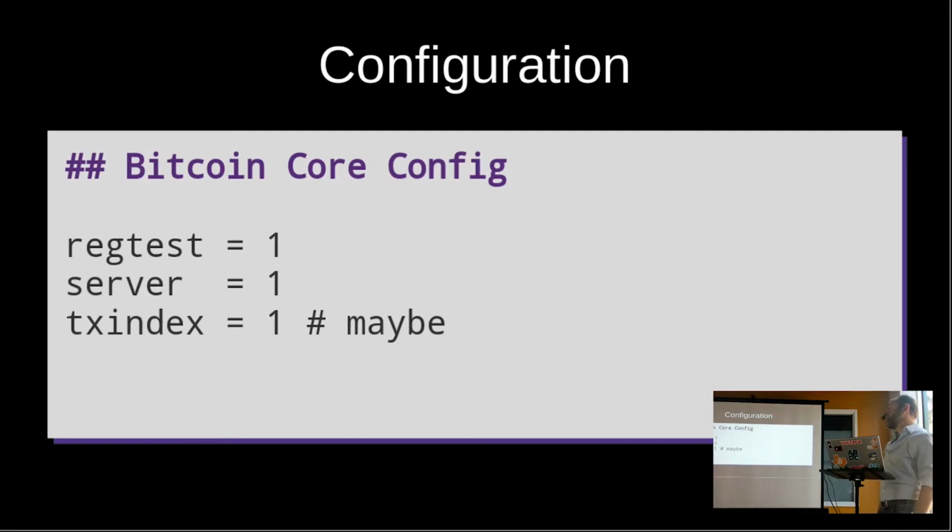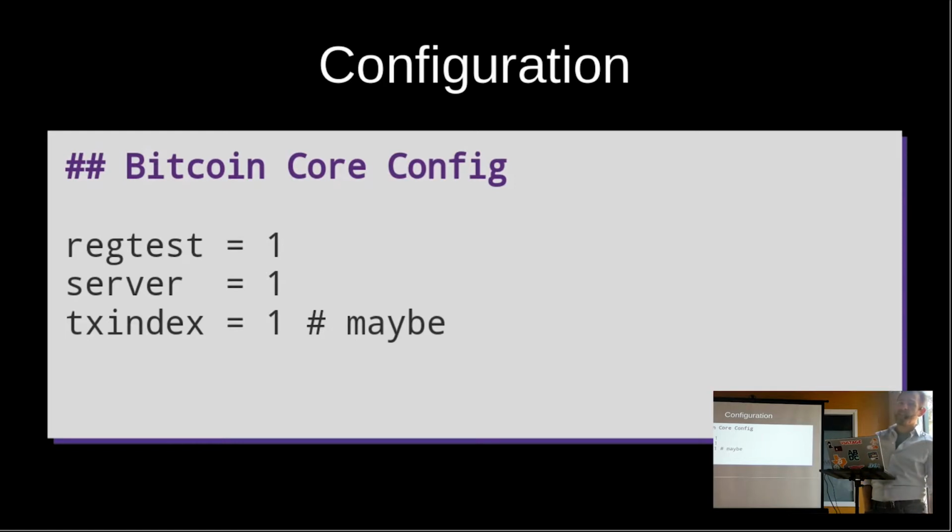And then txindex equals 1 is really useful. By default, Bitcoin Core will only index transactions related to your wallet, which can be troublesome if you're doing transactions to a smart contract, because your wallet might not recognize that you're in a smart contract, and so you won't be able to look up the transaction.